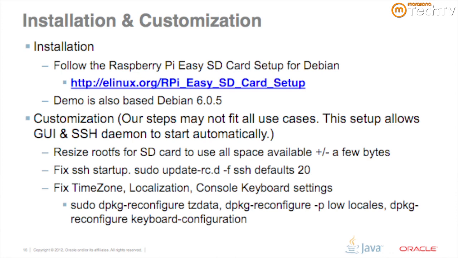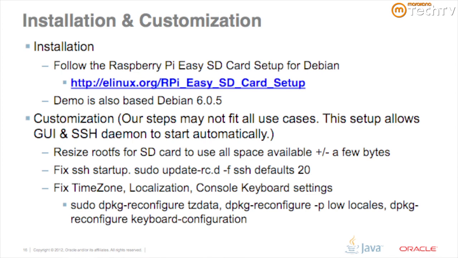The next step I found pretty useful when you're here in the US, because this device was made in the UK. The image was made in the UK, so change your time zone, your localization, and your console keyboard settings. I found this useful for Debian. Ubuntu makes it pretty easy, but Debian's a little bit more unique.